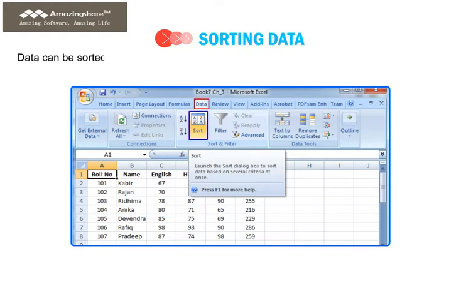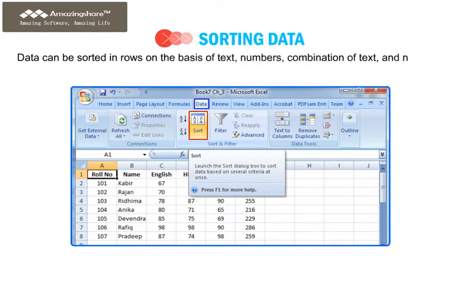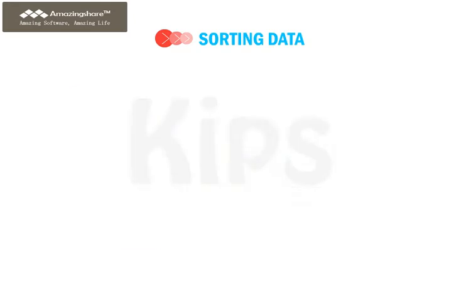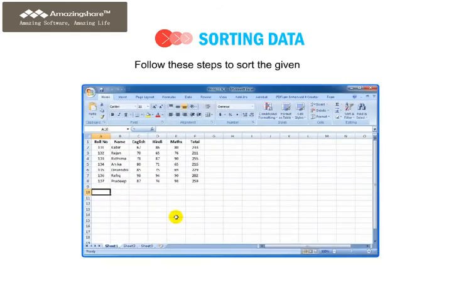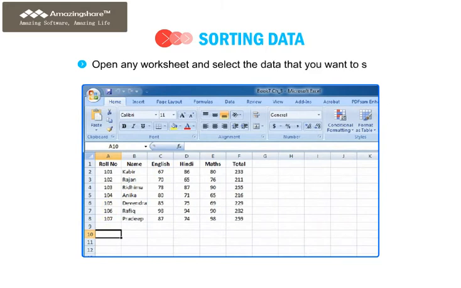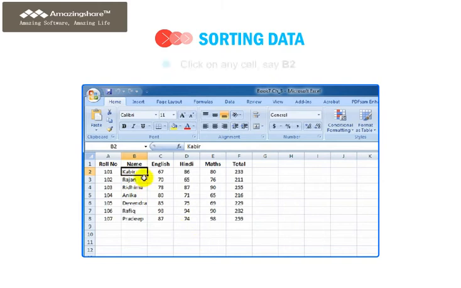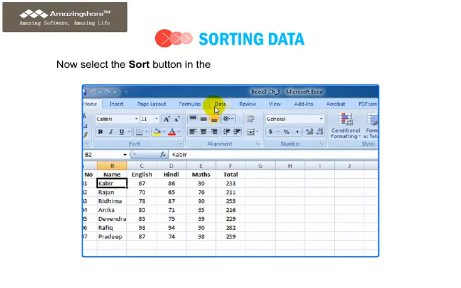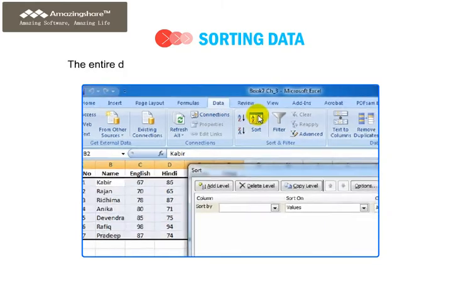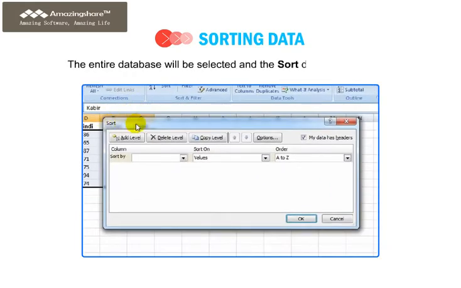Data can be sorted in rows on the basis of text, numbers, combination of text and numbers or dates. Once the data is organized, it becomes easy to work with. Follow these steps to sort the given data. Open any worksheet and select the data that you want to sort. Click on any cell, say B2. Now select the Sort button in the Sort and Filter group under the Data tab. The entire database will be selected and the Sort dialog box appears.